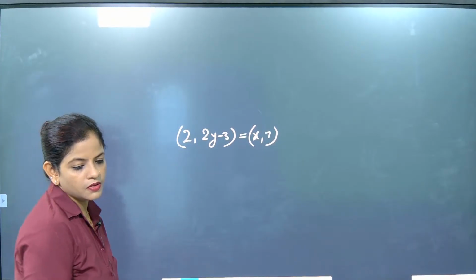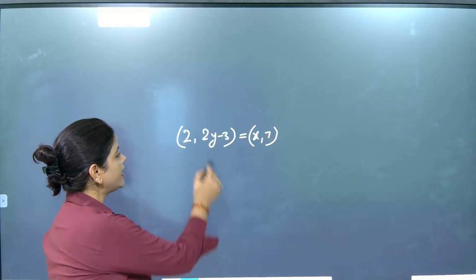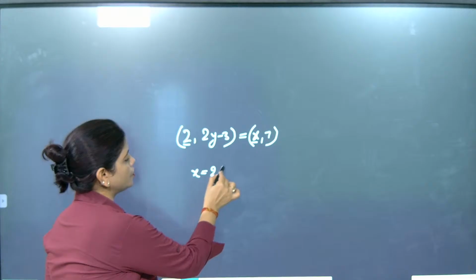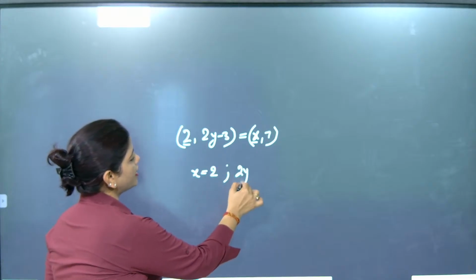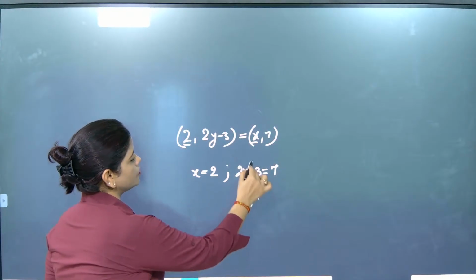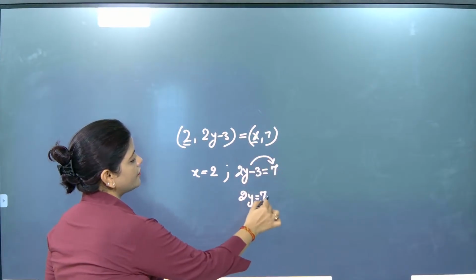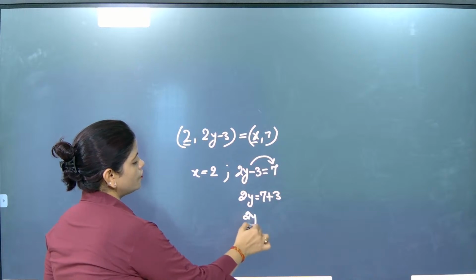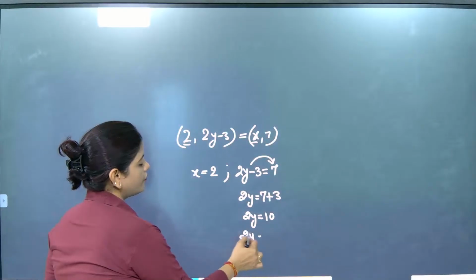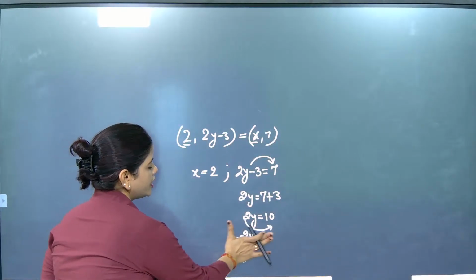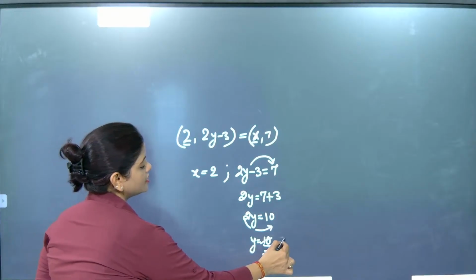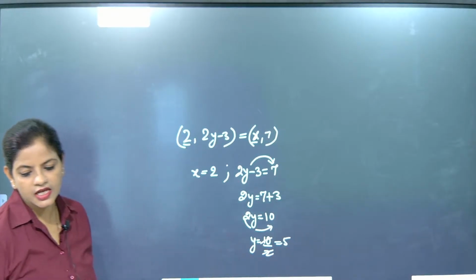x will be equal to, first abscissa part equals abscissa, so x will be equal to 2. Understood? And then 2y minus 3 will be equal to 7. So 2y minus 3, shifting this side, will become 7 plus 3. So 2y is equal to 10. Now here you need to do one thing. The 2 shifts down to the 10 side, so y is equal to 10 by 2. The answer is coming as 5. y will be 5.